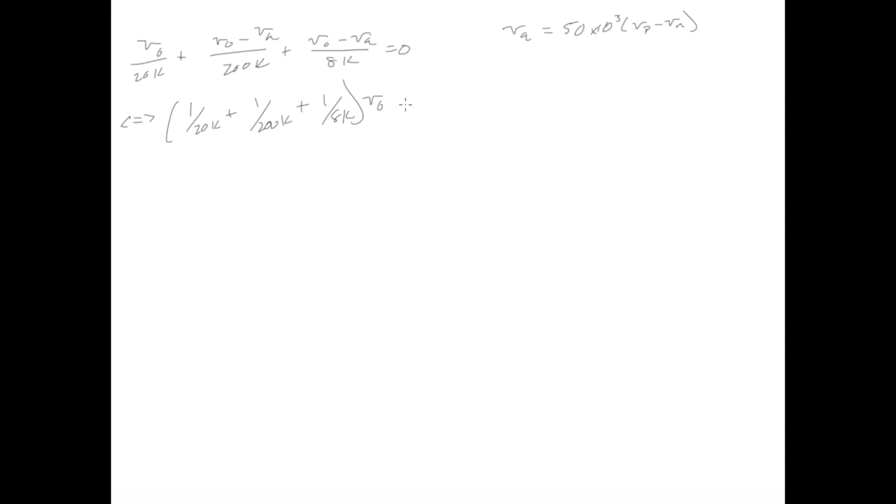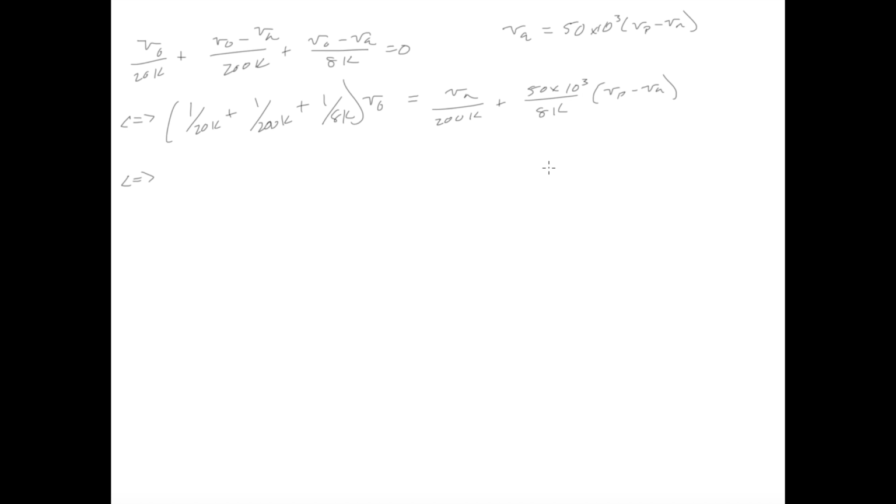So let's just say this is equal to Vn over 200K plus 50 times 10 to the third over 8K times Vp minus Vn. So if we were to simplify this further now, we have to find out what Vp is, because we can actually get Vp in terms of Vn and Vg.